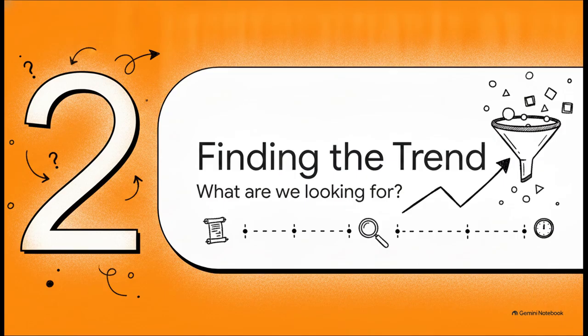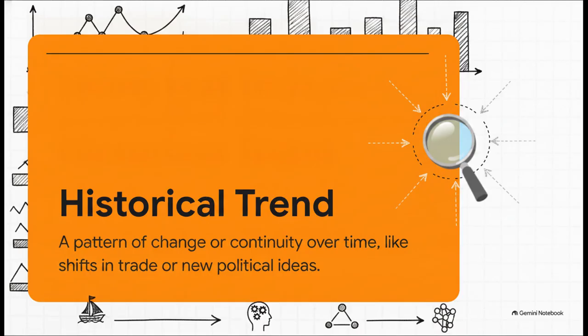What are we looking for? Once we've actually read our data and compared our clues, what's the end goal? What exactly are we trying to pull out of all that information? We are looking for a historical trend. And by definition, that's a pattern of change or continuity over time. Think of things like major shifts in global trade, the sudden rise of new political ideas, or lasting changes in how societies interact with each other.